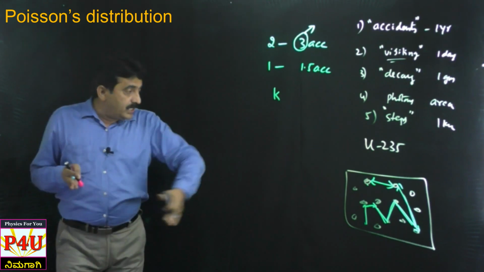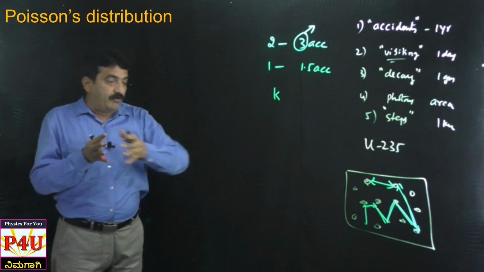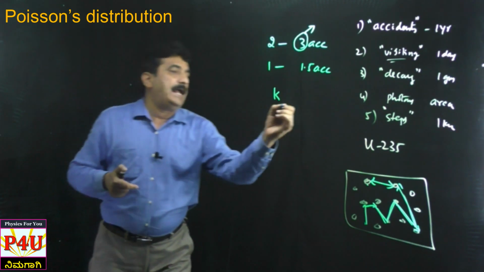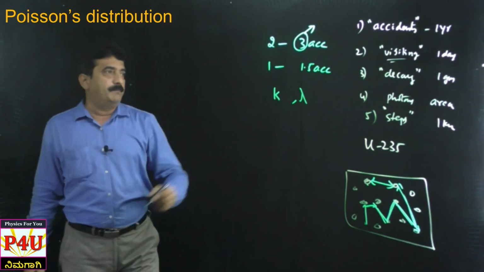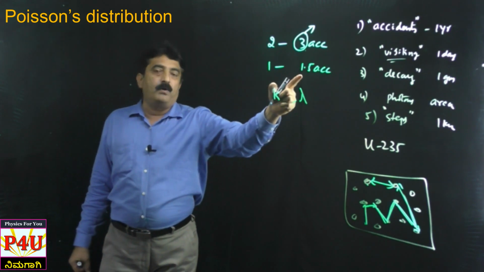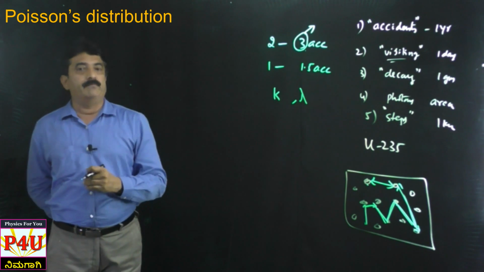Next, over a given period of time, over a given interval of distance, over a given space, it can be an average, and that average is lambda. So coming to this example, you take 3 accidents as K, and 1.5 is lambda. Lambda can be a fraction, and can be a whole number also.